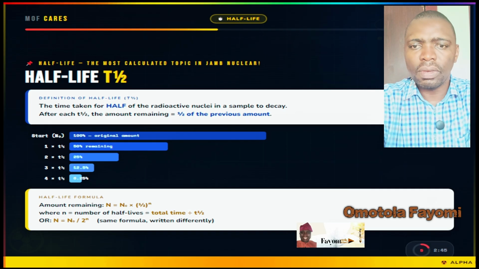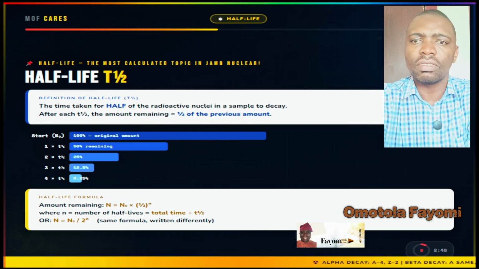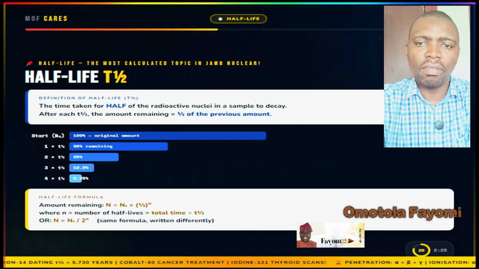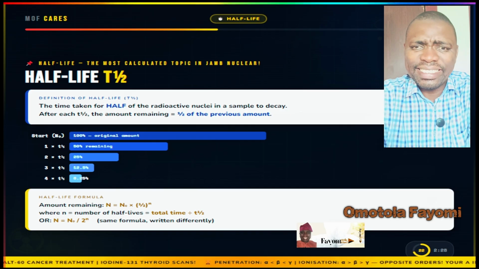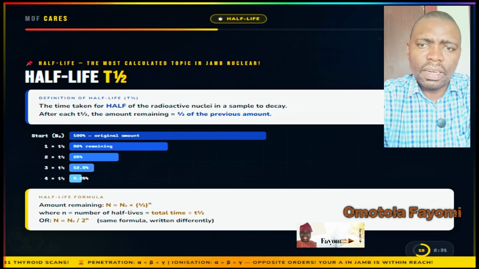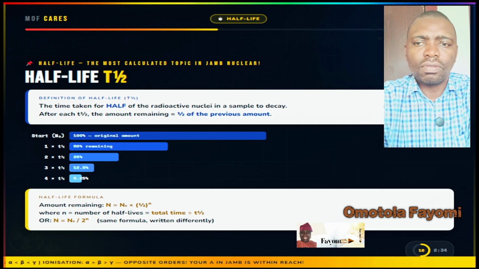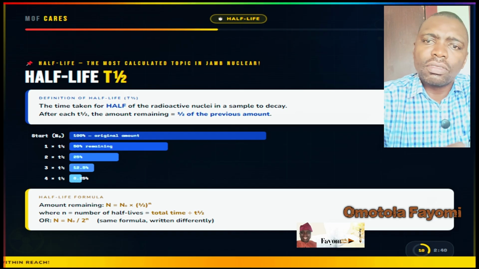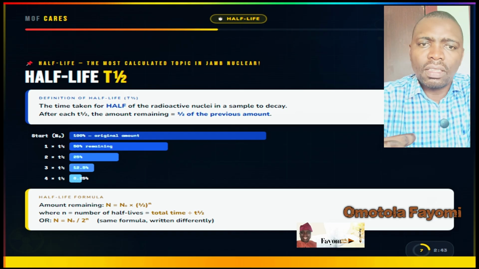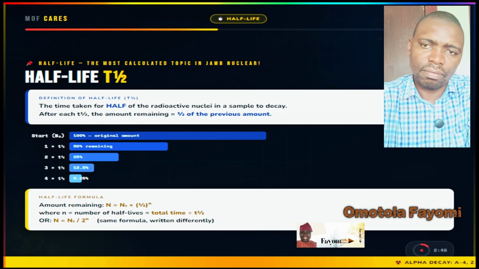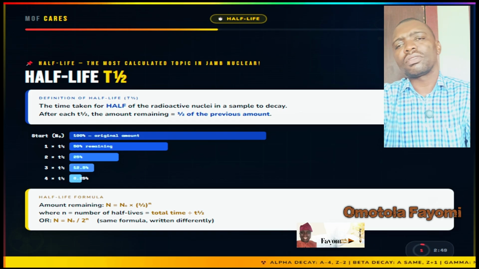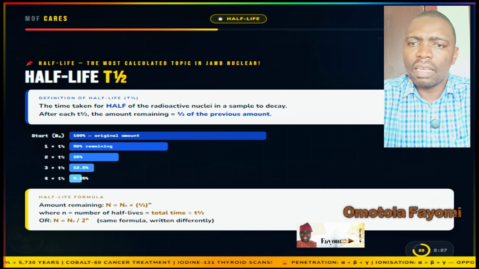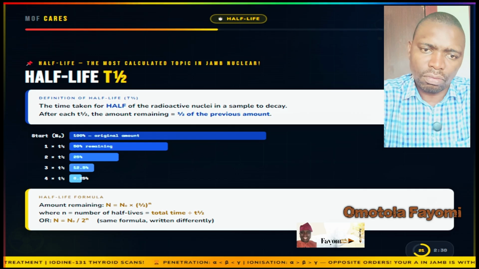Again, the mathematical formula captures this perfectly. N is equal to N0 times 1/2 to the power n, where n is the number of half-lives elapsed, and n equals total time divided by the half-life. This formula has 3 beautiful uses. Find the amount remaining, given N0, T half, and total time. Find the half-life, given the initial amount, final amount, and total time. Or find the total time, given half-life and fraction remaining.